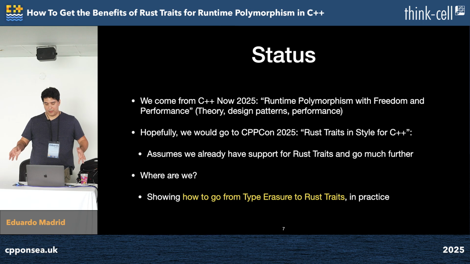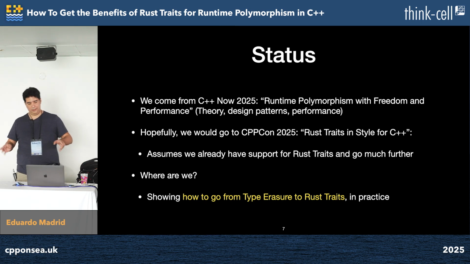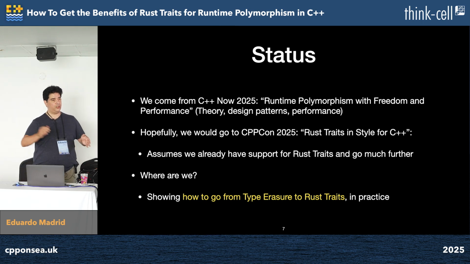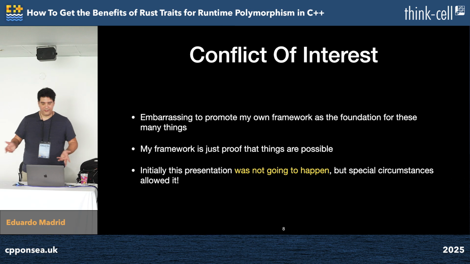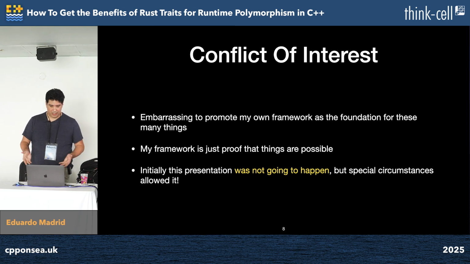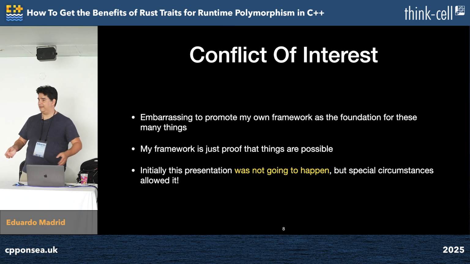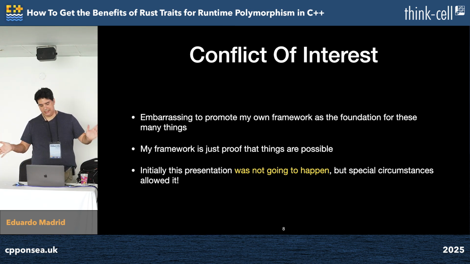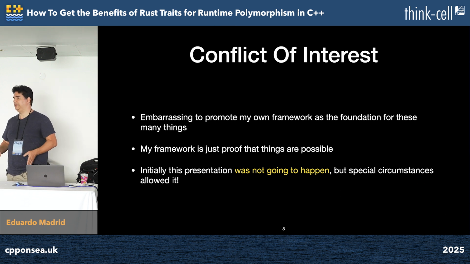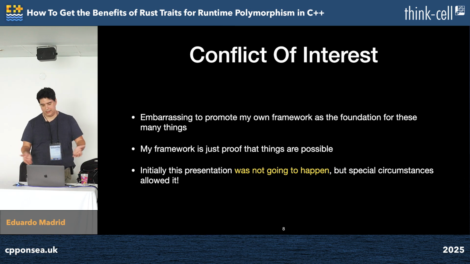At that point, we would assume that we already have implemented the library that supports Rust traits. So where are we? This is the only opportunity to talk about how to go from type erasure to Rust traits, and that's what we cover in this session today. There is a little bit of a conflict of interest, as I am embarrassed to continue to use my framework as the basis for these things. The reasons are multiple, but let's just say that my framework is material proof that what I am saying is possible, because with this framework it is rendered viable.